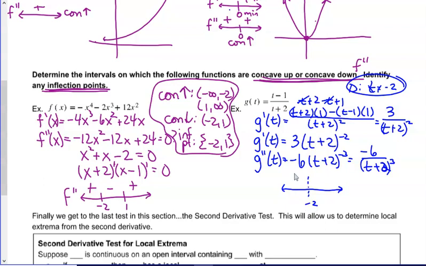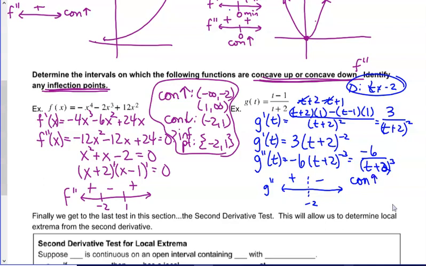Now, what happens if I throw in a number that is left of negative 2 into the second derivative? Remember, this is evaluating g double prime. Say negative 3. Negative 3 plus 2 is negative 1, cubed is a negative. Divide that into a negative, it becomes a positive. And then if I choose 0, I get positive down below, negative on top. When I divide, I get a negative. So here, negative 2 is not an inflection point because it's not in my domain. But I do have concavity differences.